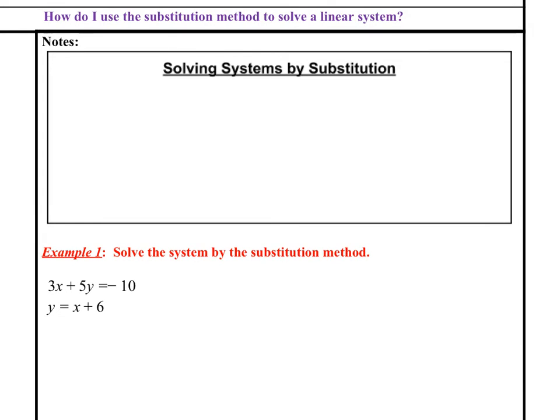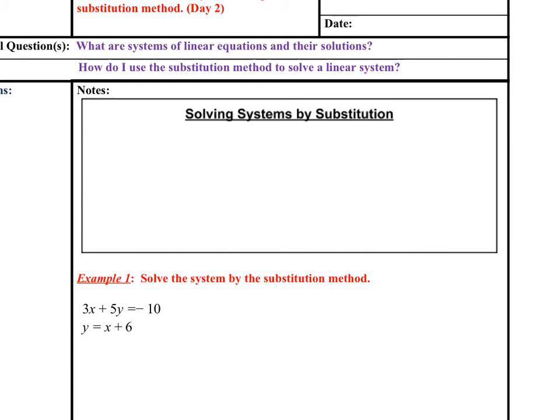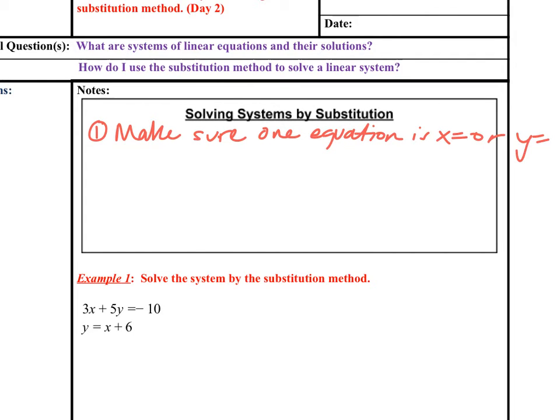Solving systems with substitution. We had these steps on Wednesday, so I need you with me now. First thing we do, remember it's 5 things. Make sure one equation is x equals or y equals. So one of them has to be either solved for x or solved for y.